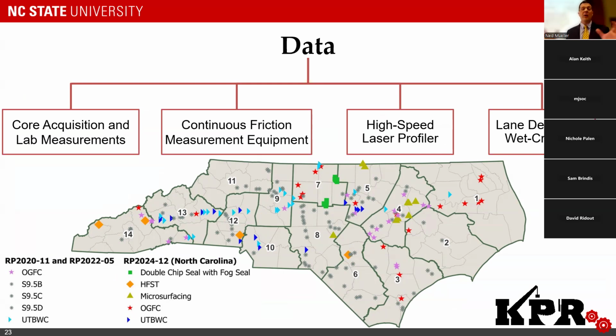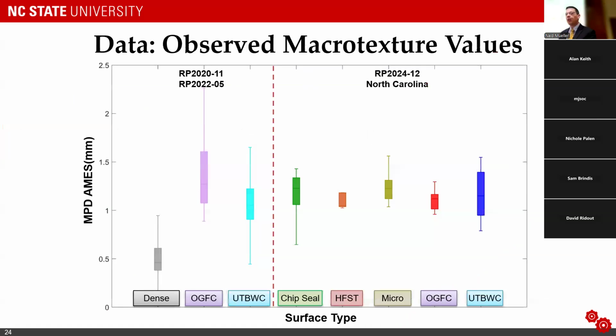We don't have the equipment to do that. We work with KPR Engineering, who actually does the in-service friction, continuous friction and texture testing. And we look at things like the effectiveness of different surface types in North Carolina and elsewhere. Each one of these corresponds to a different pavement texture.